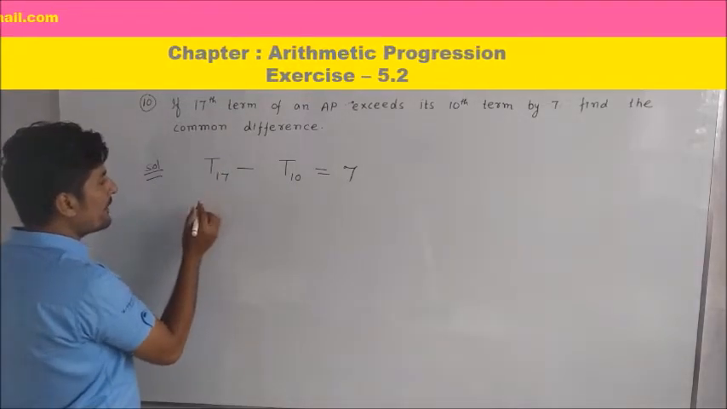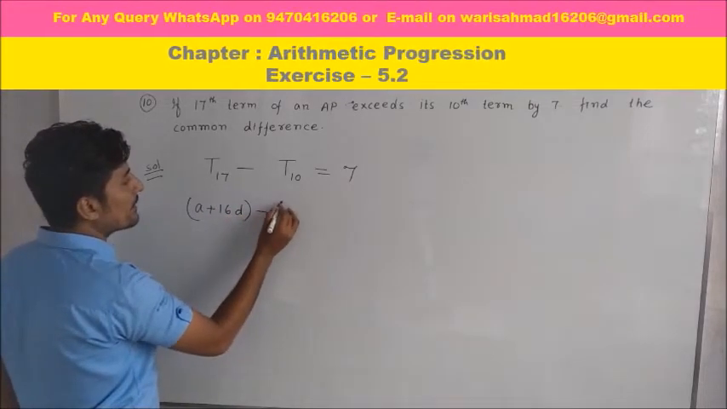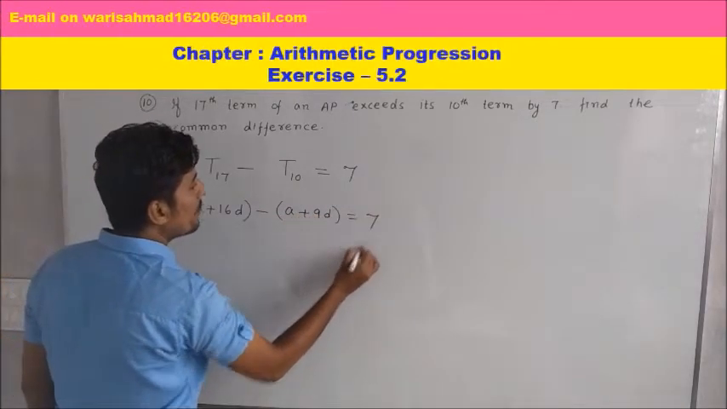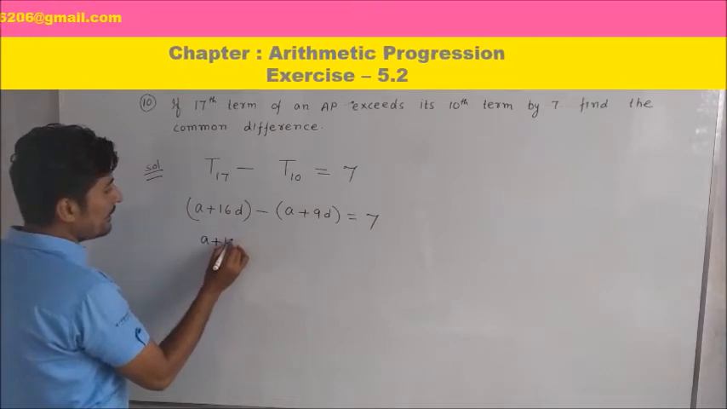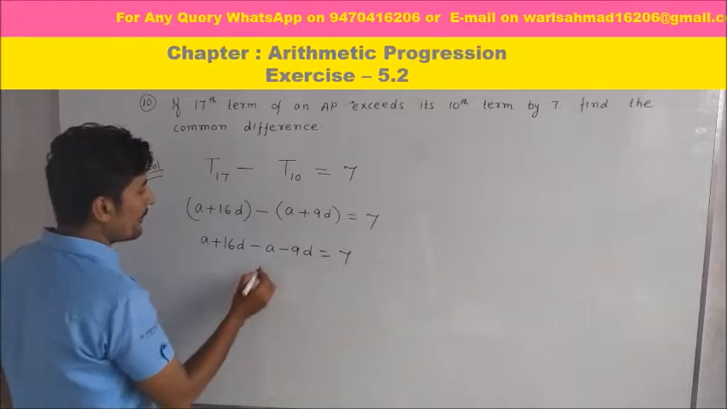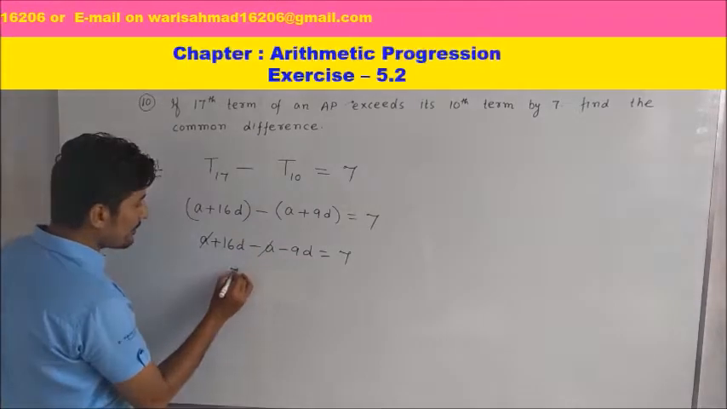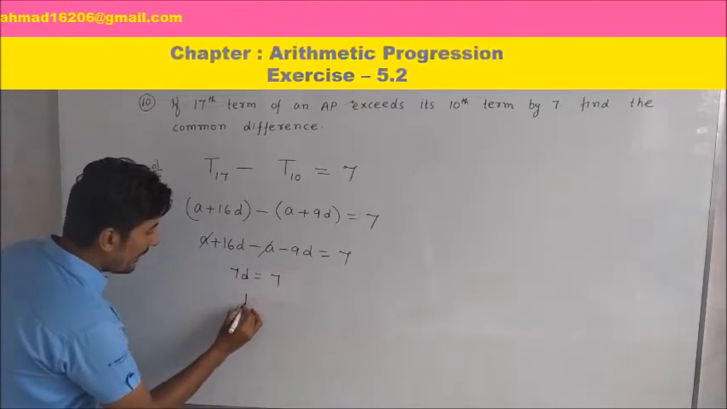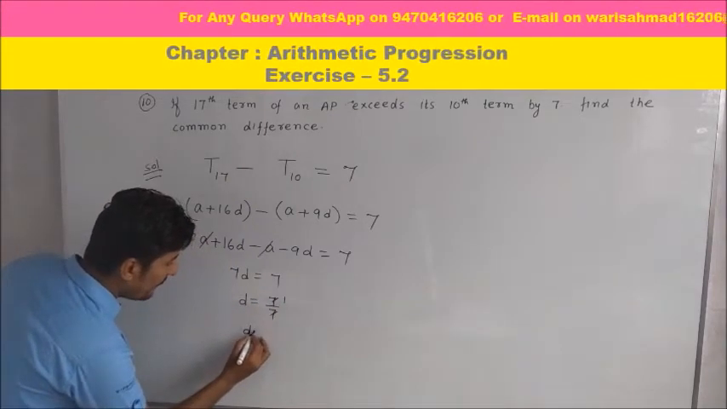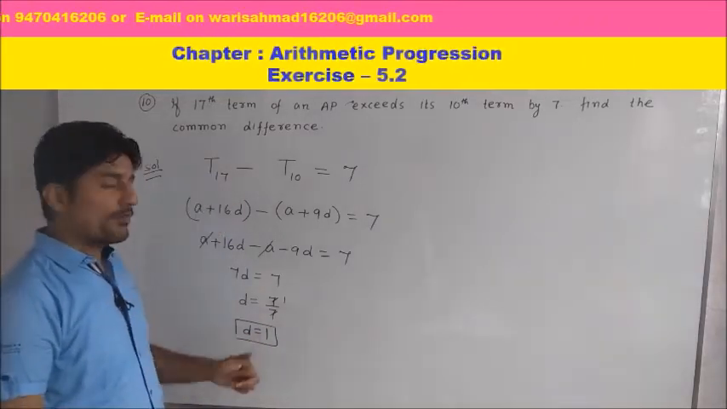In place of T17, we can write a plus 16d. Minus stays as it is. In place of T10, we write a plus 9d, equals 7. So a plus 16d minus a minus 9d equals 7. Minus a plus a both cancel. 16d minus 9d equals 7d equals 7. The value of d is 7 upon 7, and finally d equals 1. Hence the common difference will be equal to 1.